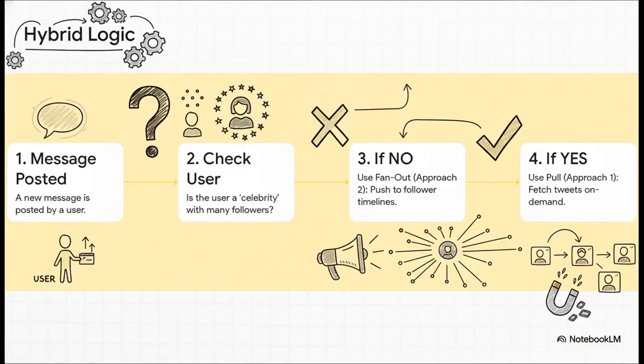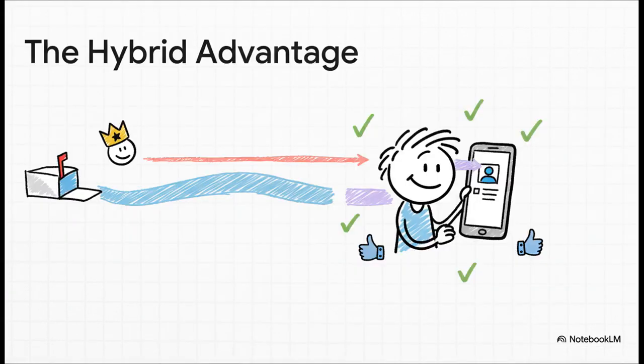Okay, here's how it works. When anyone posts a message, the system does a super quick check. Is this person a celebrity with a ton of followers? If the answer is no, and for almost everyone it's no, it just uses that normal fan-out approach we talked about. Easy. But if the answer is yes, it doesn't fan out at all. Instead, it flags that celebrity's posts to be handled the old way, using that original pull method, but just for them.